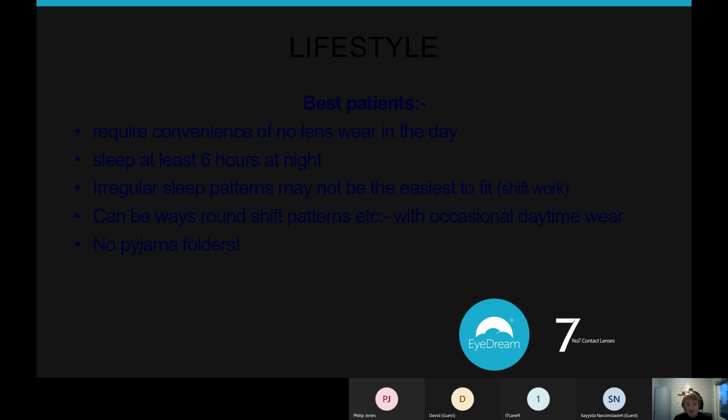And in its worst case scenario, if you have a patient who's worn their lenses for a number of hours in the daytime with significant lid hitch, it can actually create a double ring. And it can kind of create a little bed that the lens then goes and sits in overnight high on the next sleeping cycle. So we avoid daytime wear if we can, but it is there as a good backup if we need it. And then, no pajama folders.